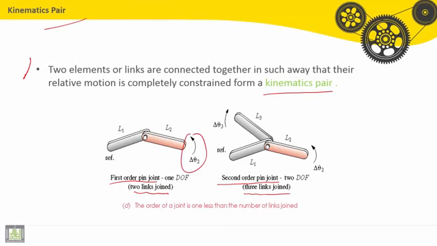Here we have 1 degree of freedom. Here we have 2 degrees of freedom. So the order of a joint is one less than the number of links joined.